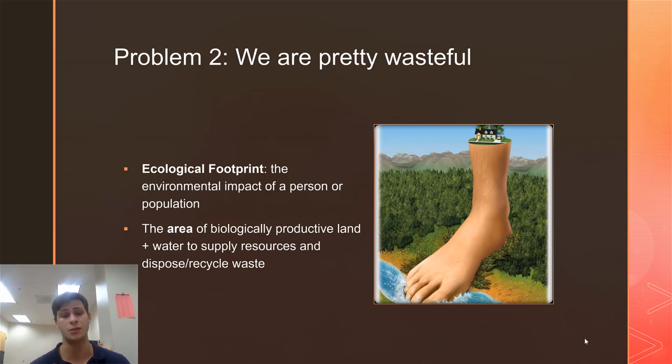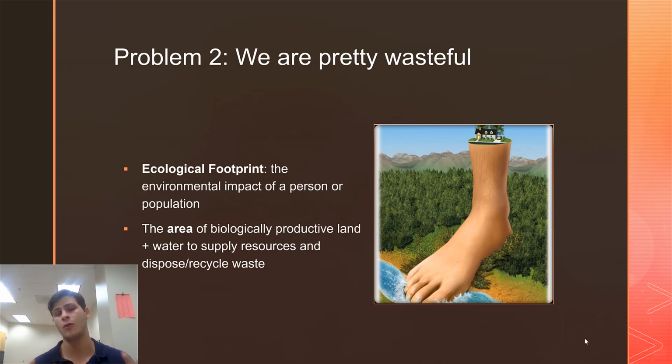Now, this is something you're going to need to know. An ecological footprint is basically the environmental impact of a person, or at the population scale, a population. Basically, this is the area of biologically productive land and water that are needed to supply the resources for one person and dispose or recycle the waste generated by one person. So think about it as the amount of area of land on Earth that is required to sustain you, given how many resources you use, as well as how much waste you produce.